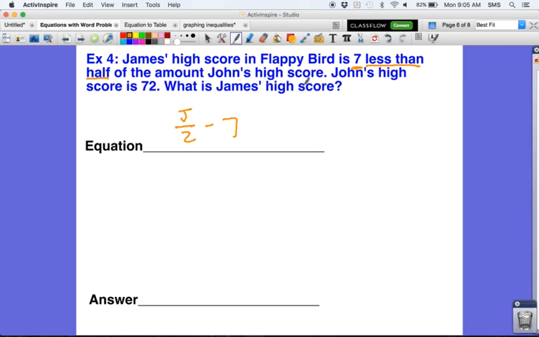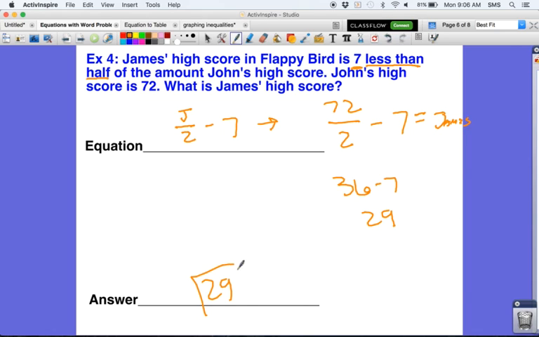Okay, so we know John's high score is 72. So I can take this for John's high score right here and plug in a 72. So I'm taking 72, John's high score, dividing it by 2, and subtracting 7 from there. And that's going to give me James's score. 72 divided by 2 is 36, minus 7 is 29. So that means James's high score is 29.